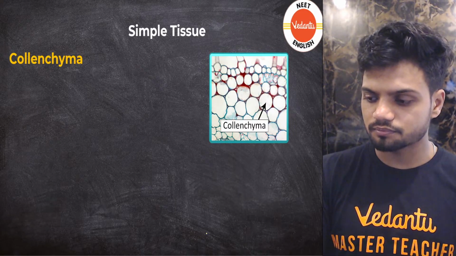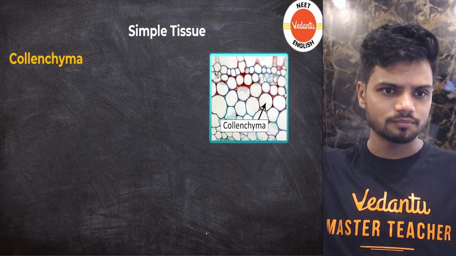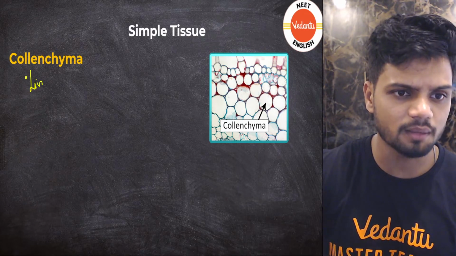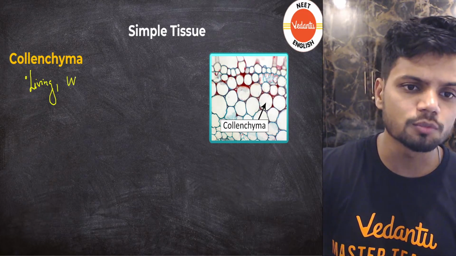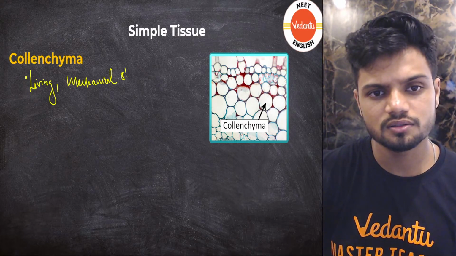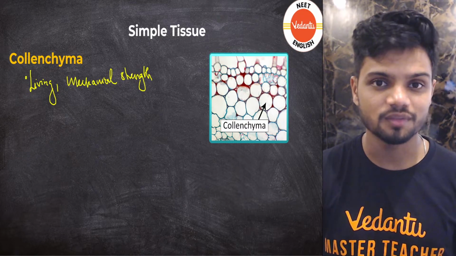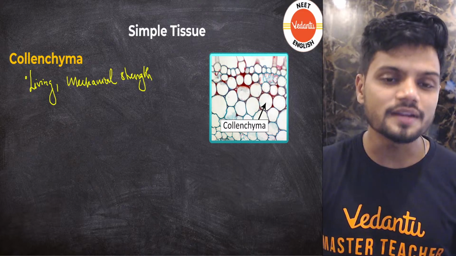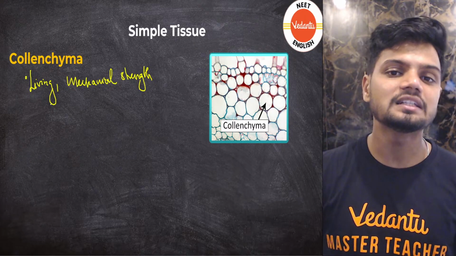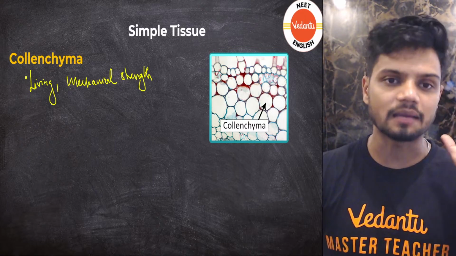Students, next one is called collenchyma. Collenchyma is a mix of sclerenchyma and parenchyma. First of all, it is living. Like parenchyma, it is a living tissue. But like sclerenchyma, it also gives mechanical strength. So it is a living tissue which provides mechanical strength. Amazing, no? That is your collenchyma, living mechanical tissue.